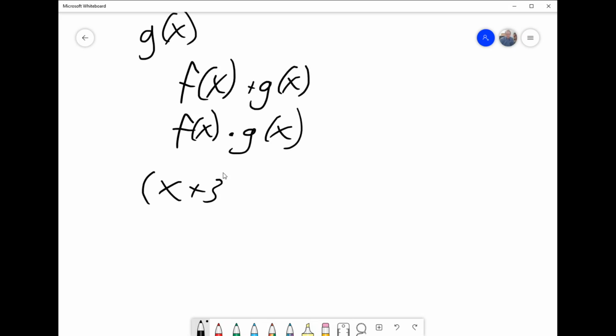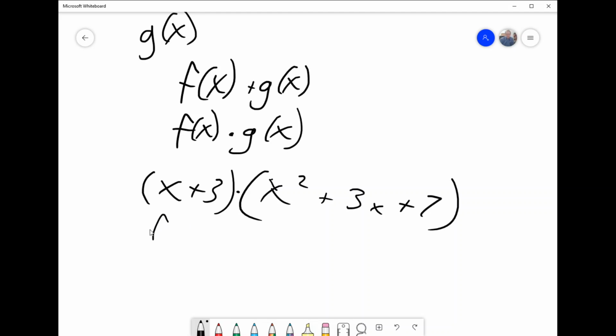We've already seen how to combine, say, this binomial with this trinomial by multiplication. Well, what if everything in this bracket is f of x and everything in this bracket is g of x? So that piece of the puzzle will fall into place rather nicely.